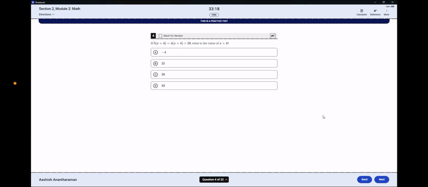What is the value of x plus 4? Okay. Now, here, we don't have to distribute. What we can do is subtract 4 times x plus 4 from both sides. So we're going to have 5 minus 4, which is 1. So we have x plus 4 on the left and 29 on the right. So there we go. We already have 29.